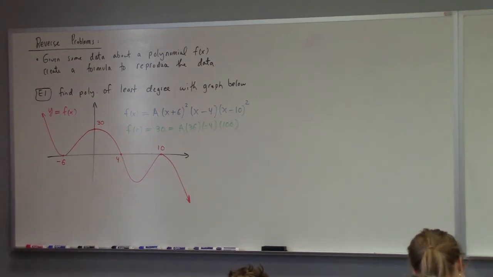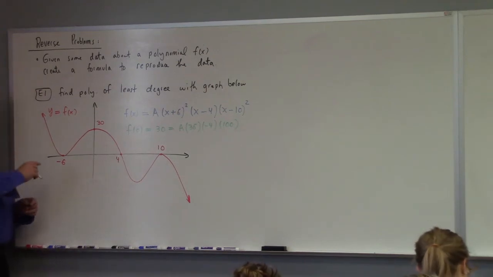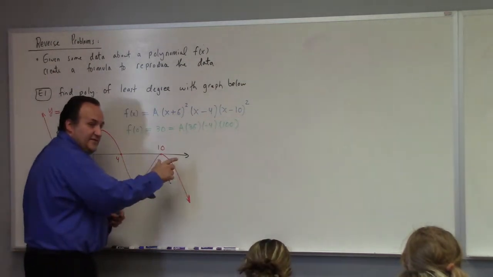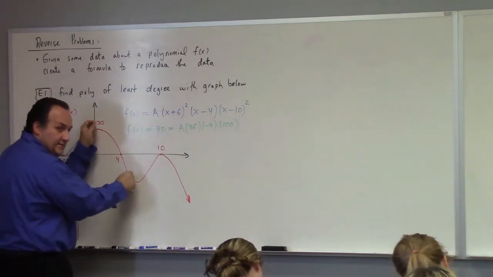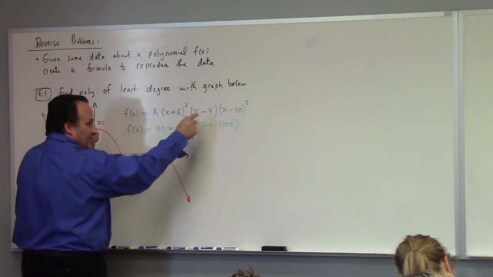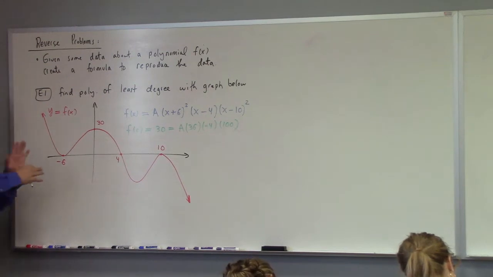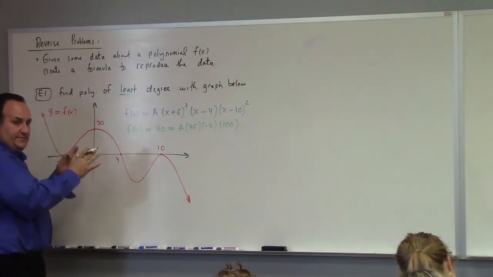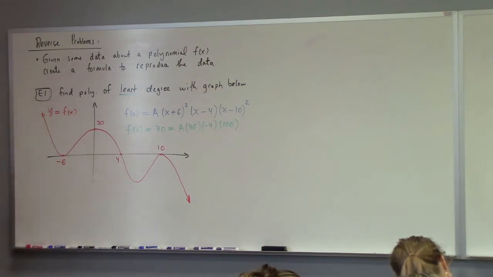Why is the 10 squared? Ah, good question. So the difference is in the graph. At -6, there's a bounce. At 10, there's also a bounce. That's why we want the square, to make it bounce off the graph. In contrast, at 4, there's a crossing. So x minus 4 will do that. I mean, you could put an x minus 4 cubed there. It would look similar, but then it wouldn't be least degree. So x minus 4 is the smallest degree thing I can get to get that crossing. So that's what I want to do.